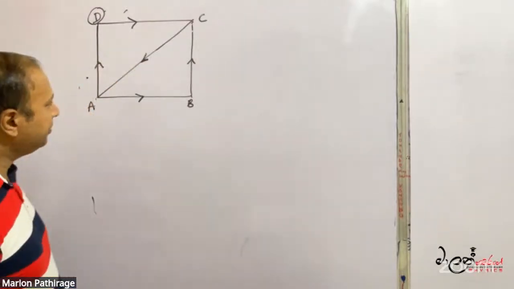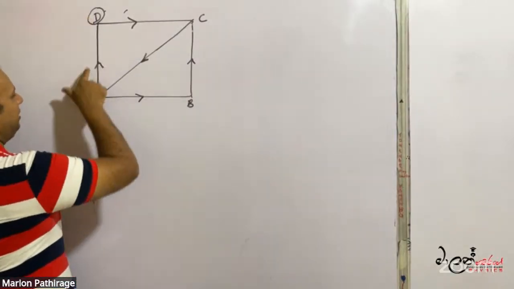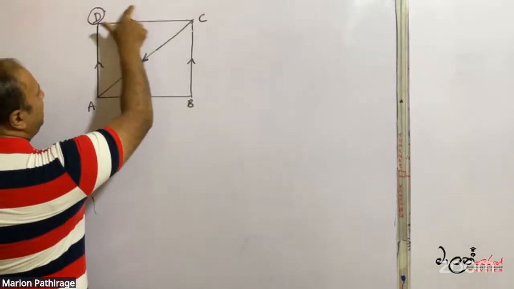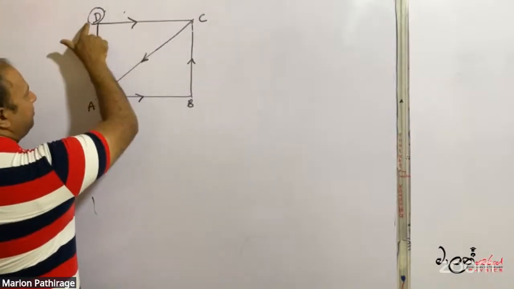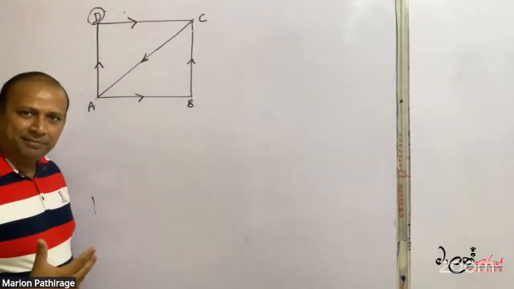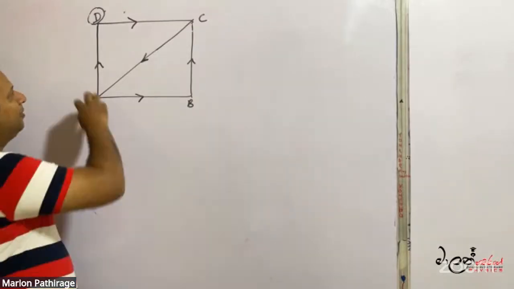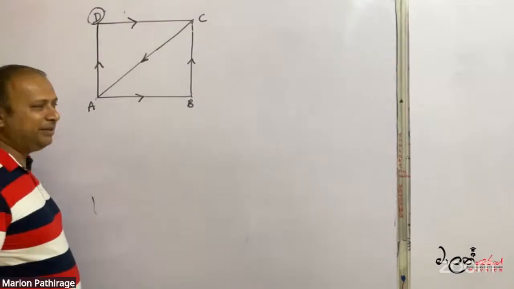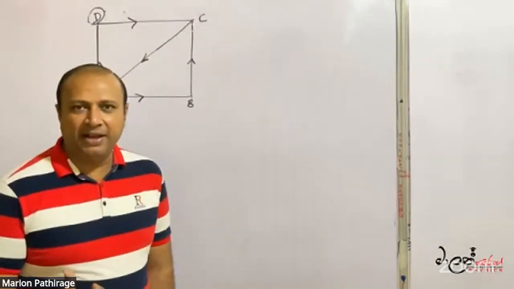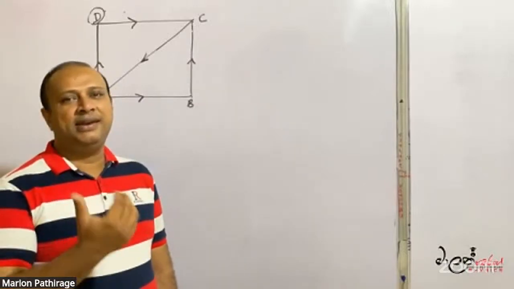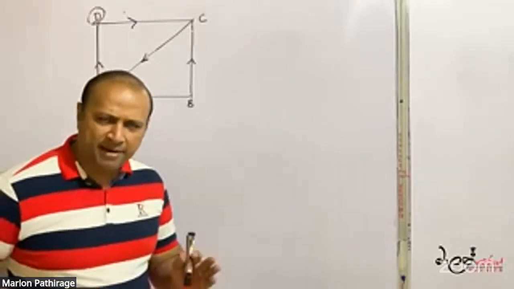But now it is very clear. This is the endpoint of the AD vector and the starting point of the DC vector. That means they are overlapped. Therefore, you can add them, and likewise you can add all the vectors.